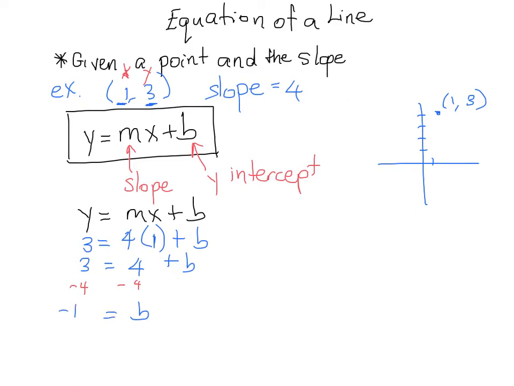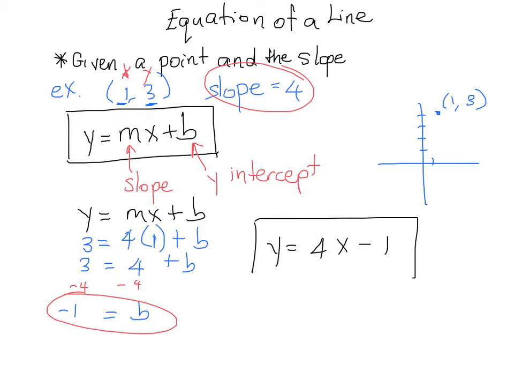Once we have that b is equal to -1, we now have enough information for our equation. We have our slope and we have our y-intercept. So our equation is y equals 4x minus 1. We leave x as x and y as y because remember that x and y represent every point on our line, and there are infinitely many points on our line.